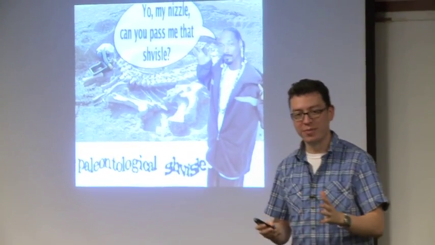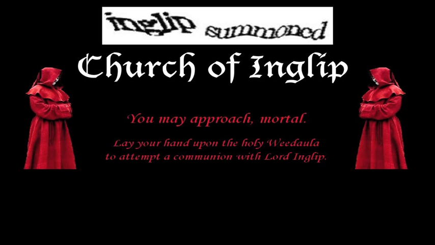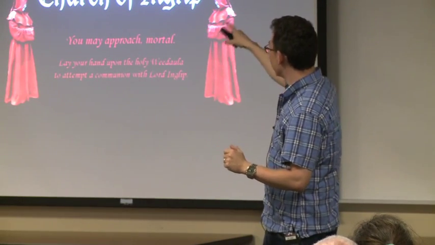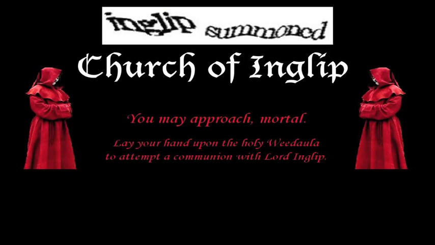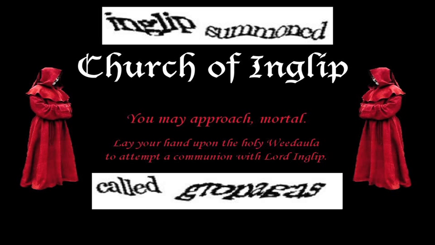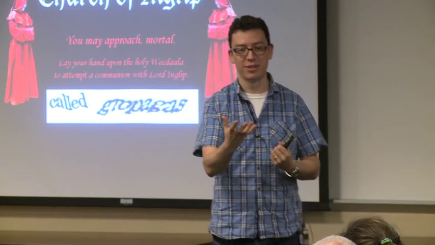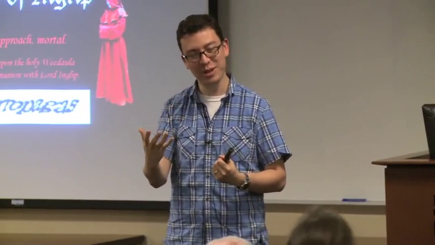But of course, this is the web. It doesn't end there. Some other CAPTCHAs, like this one, Inglip Summoned, have actually created entire religions. Let me explain. So what happened is this CAPTCHA was shown to somebody. And I guess, according to the Gospel of Inglip, the next CAPTCHA that was shown to them, they thought of creating a religion. Their lord is called Lord Inglip. That's the god of this religion. The next CAPTCHA that was shown to this prophet was a CAPTCHA that said this, called Gropagas. So they called themselves, the followers of this religion, Gropagas. And the idea of the whole religion is that Lord Inglip communicates with his followers through CAPTCHAs. That's the idea of the religion.